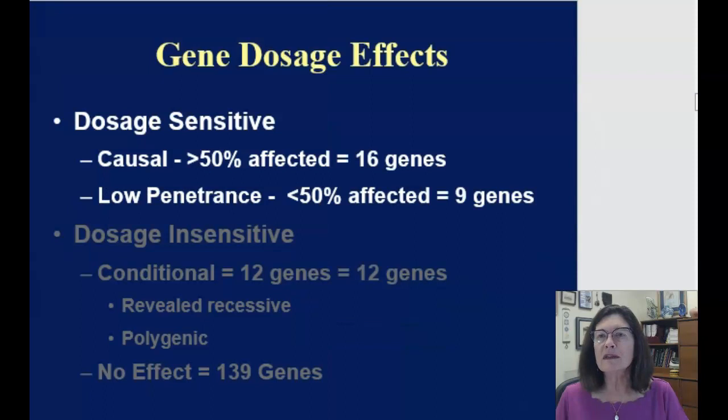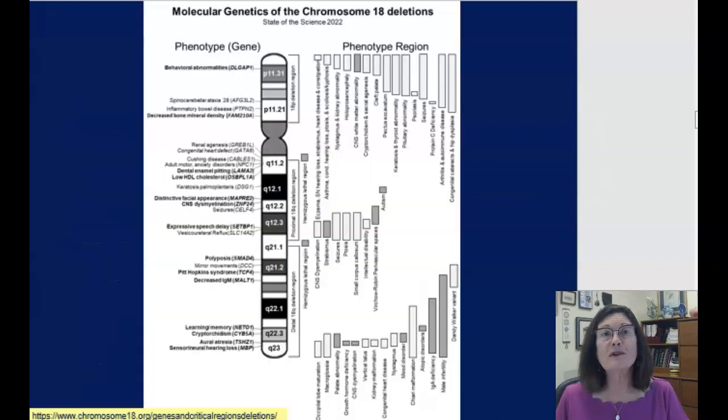So when you click on the deletion map, again, just a reminder that it only includes those genes that are dosage sensitive and ignores the rest. So when you click on that, you get a map that looks like this, which looks kind of complicated at first, but here in the middle we have the diagram of the chromosome, which you've seen many times.